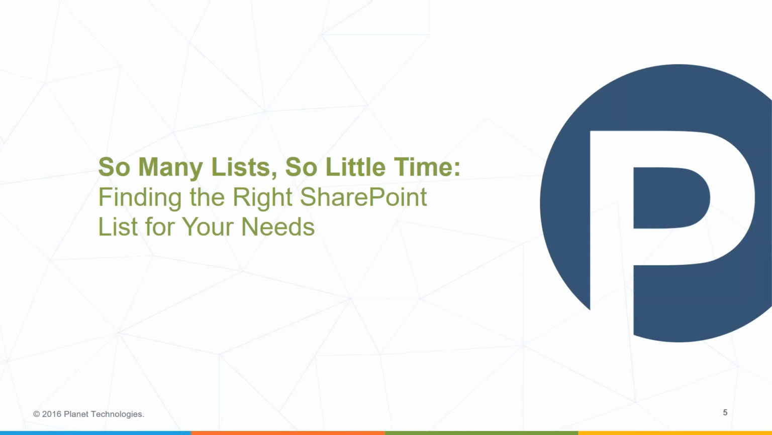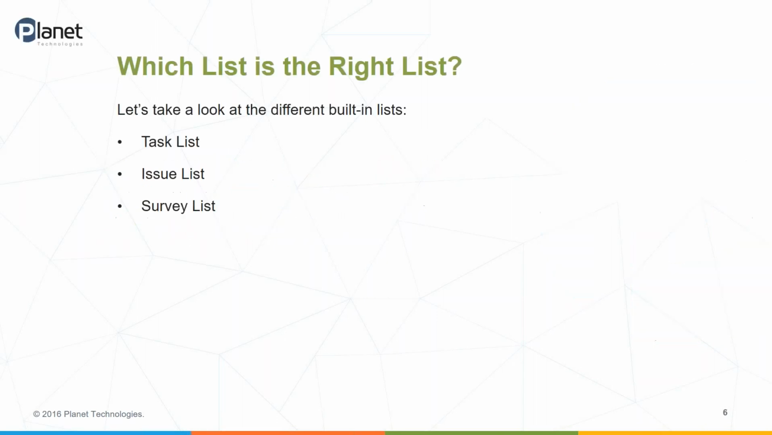SharePoint can be either on-premise or online. Today I'm going to be showing the online version, but the lists that we're going to look at are available in both on-prem and online versions. So which list is the right list? SharePoint is a really powerful tool. It has a lot of built-in options for you, and one of those is their pre-populated lists.